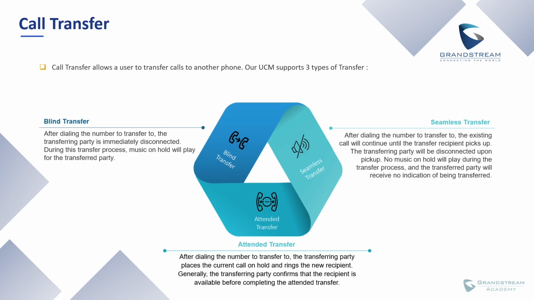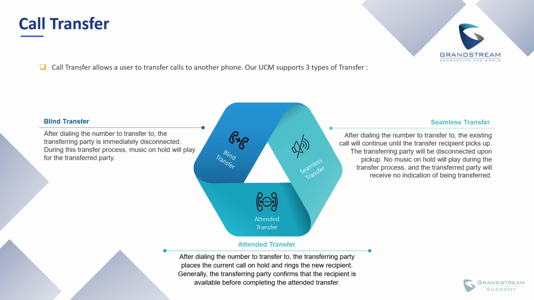The third type is seamless transfer. It allows the user to perform blind transfer using the UCM feature code without having music on hold being played during the transfer process. Please note that all of these types have their respective feature codes that we're going to talk about in a later class.